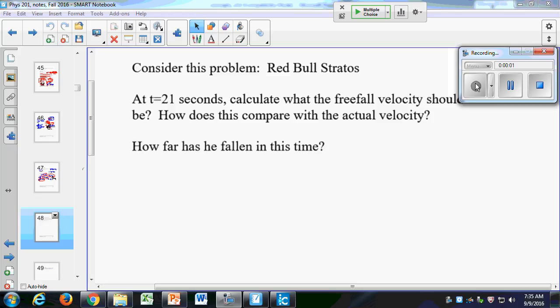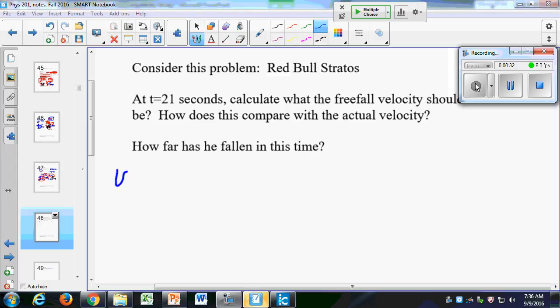They first start recording this velocity at t equal 21 seconds. Oh, there we go. So at t equal 21 seconds, they recorded a speed. It was 697 kilometers per hour.